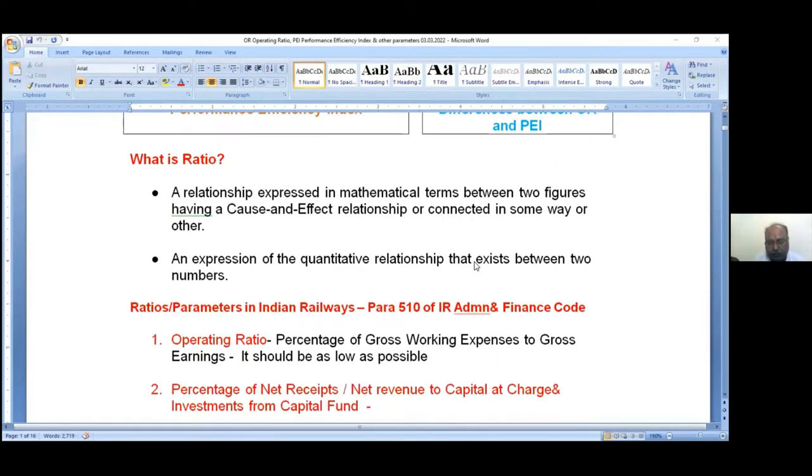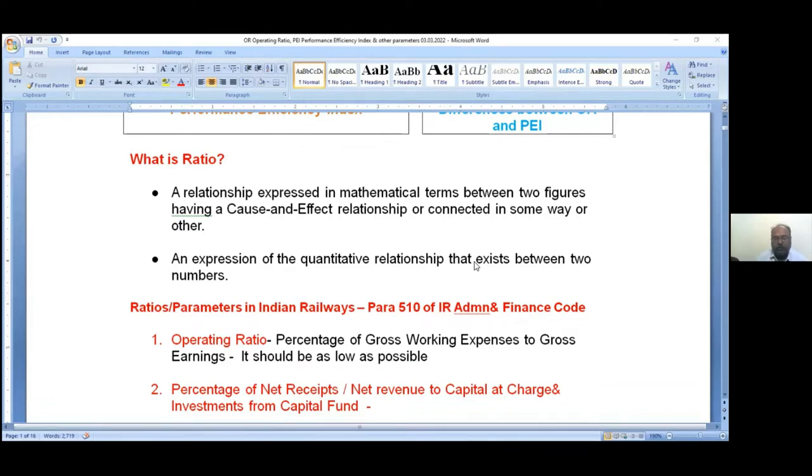What is ratio? So before going into this operating ratio, now we'll check what is ratio and what is ratio analysis. A ratio is a relationship expressed in mathematical terms between two figures. The operating ratio, if you check, it is gross earnings and gross working expenses. So it is a relationship expressed in mathematical terms between two figures having a cause and effect relationship. Having cause and effect relationship means if either of the figures is changed, it impacts the ratio, or they are connected in some way or other. That is called ratio. Also one more definition: an expression of the quantitative relationship that exists between two numbers is called ratio.